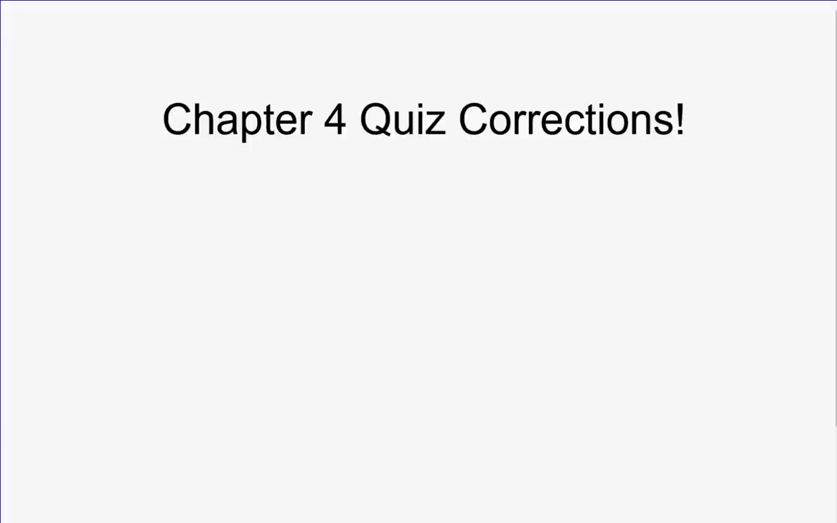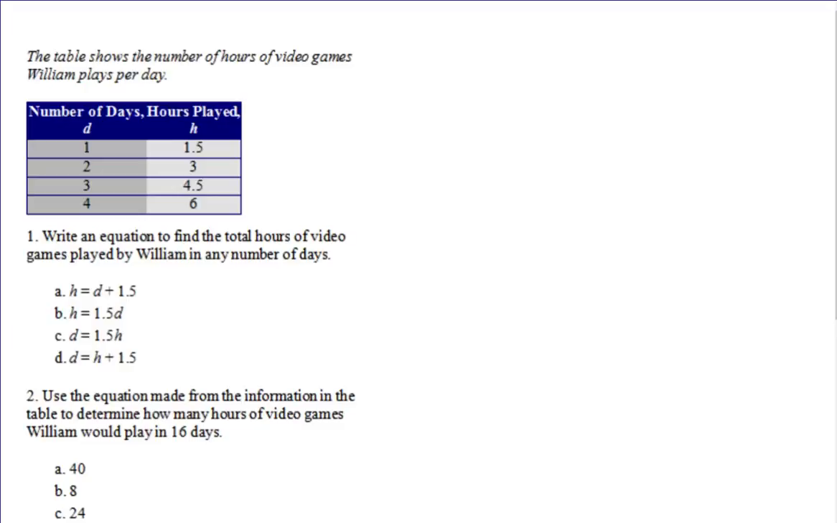Okay, chapter 4, quiz corrections, which Asbury told me to make, so here it is. So number 1, table shows how many hours of video games a kid plays per day. Write an equation to find the total hours of video games that can be played by William in any number of given days.